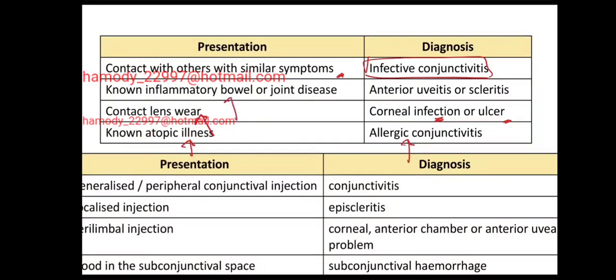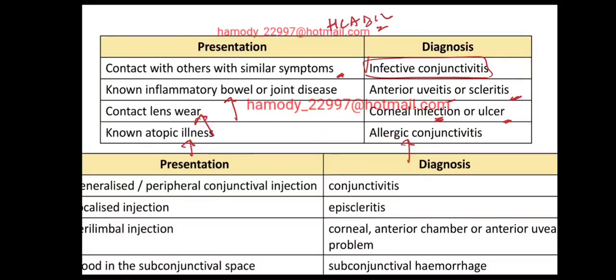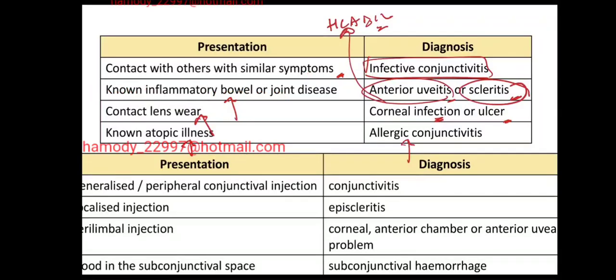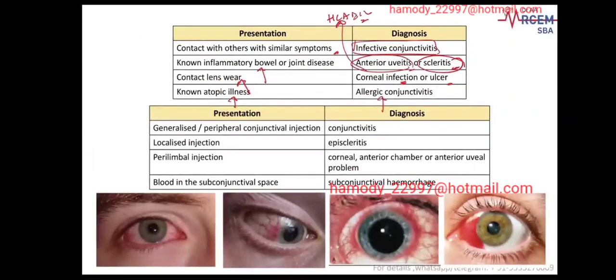If he is a known case of inflammatory bowel disease like ulcerative colitis, or a known case of joint disorders, especially ankylosing spondylitis, so anything related with HLA-B27, think of scleritis or anterior uveitis, especially HLA-B27 anterior uveitis, scleritis, or other conditions which I'll be discussing in upcoming slides. Depending on the redness of the eye, which part of the eye is red, you have a differential diagnosis.